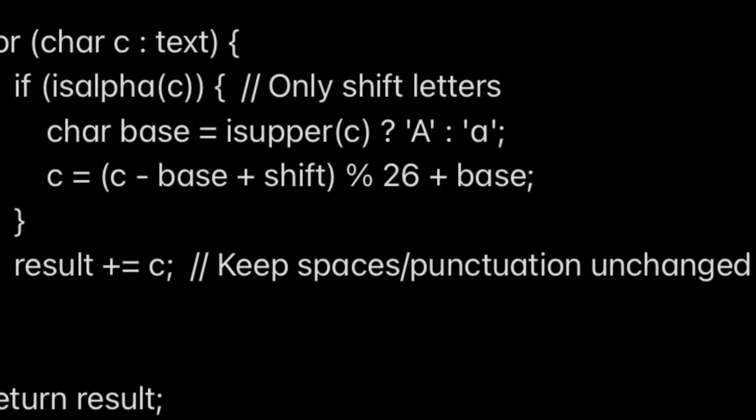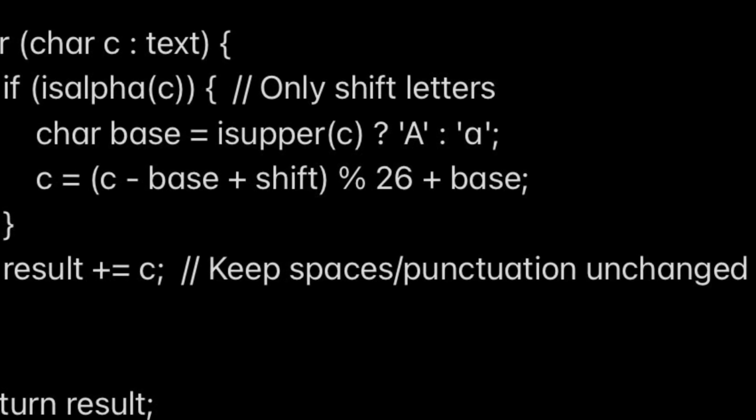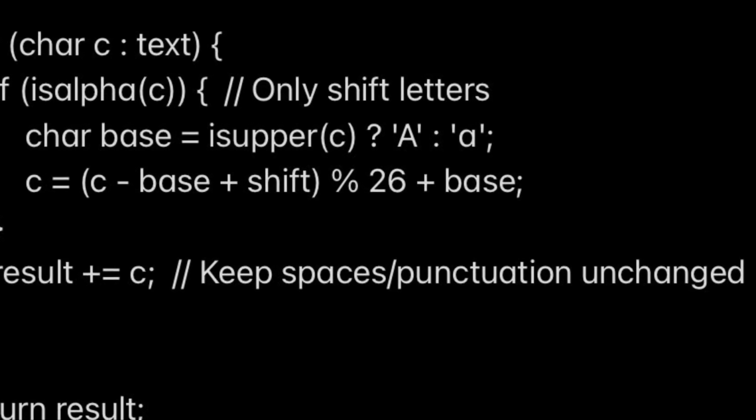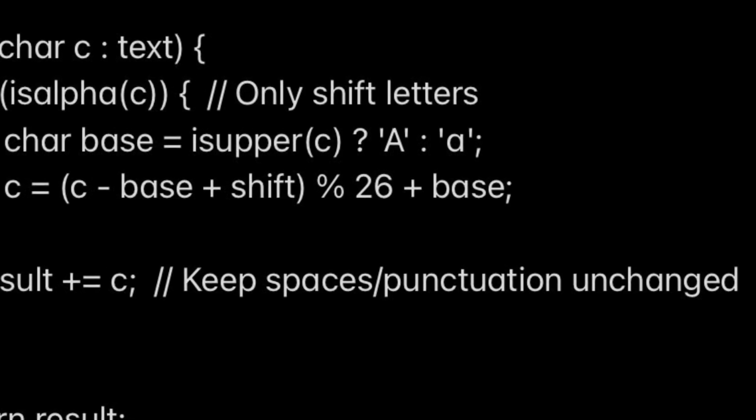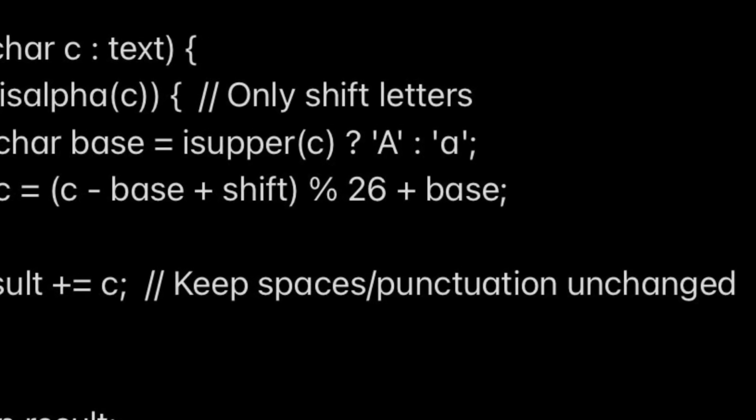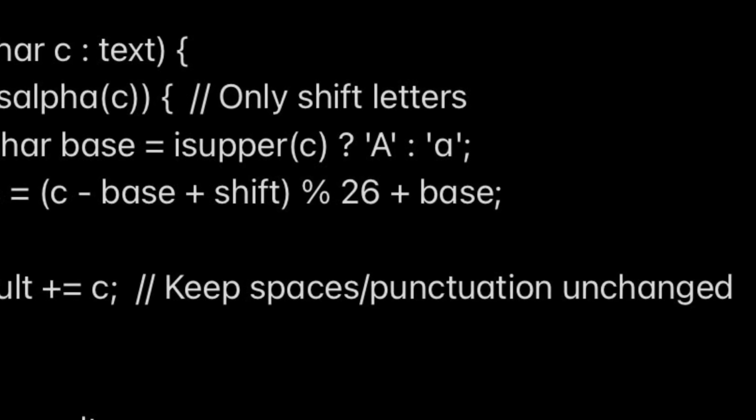This next line ensures that uppercase and lowercase letters are handled correctly and that the alphabet wraps around when it reaches Z. For example, if we shift Z by 1, it becomes A, and if the character is like a punctuation mark, we just add it as it is.